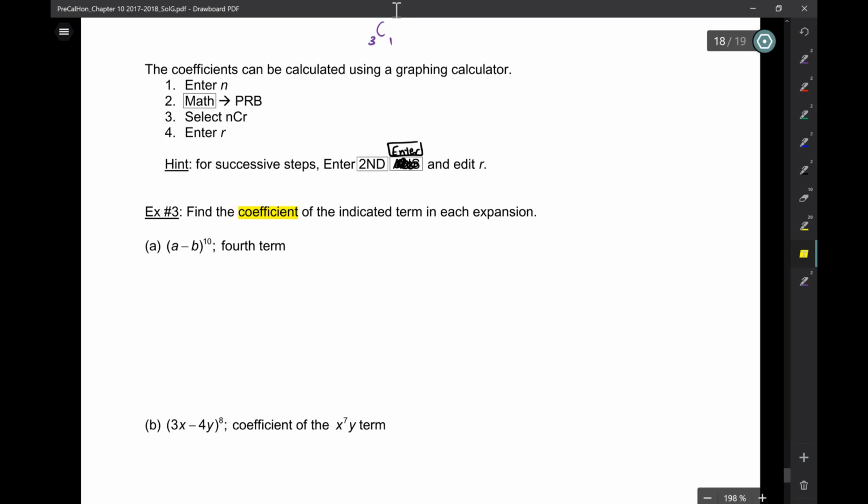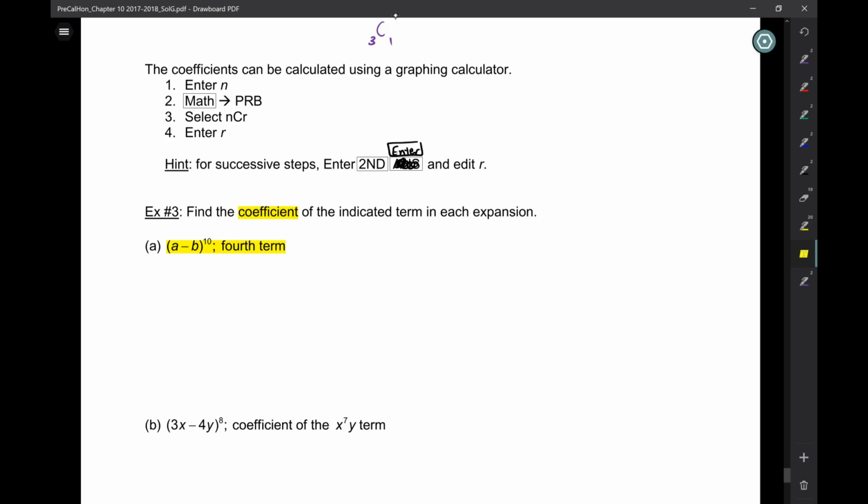We're going to find the coefficient of the indicated term. So look, I have (a minus b) to the power of 10, and I want the coefficient of the 4th term. How many terms? 11 terms. I want just the coefficient of the 4th one.